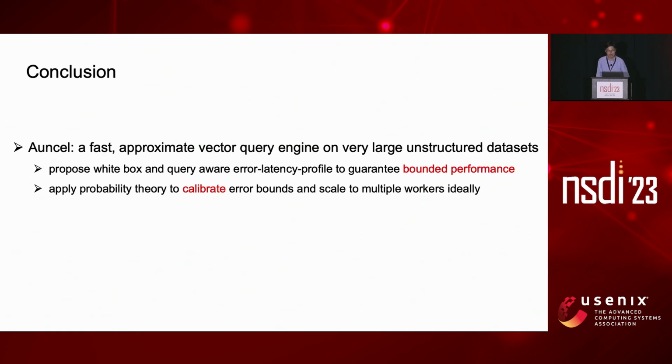To conclude, Auncel is a fast approximate vector query engine on very large unstructured datasets. It proposes a white box and query-aware error latency profile to guarantee the bounded performance, and applies probability theory to calibrate the error bounds and scale to multiple workers ideally.